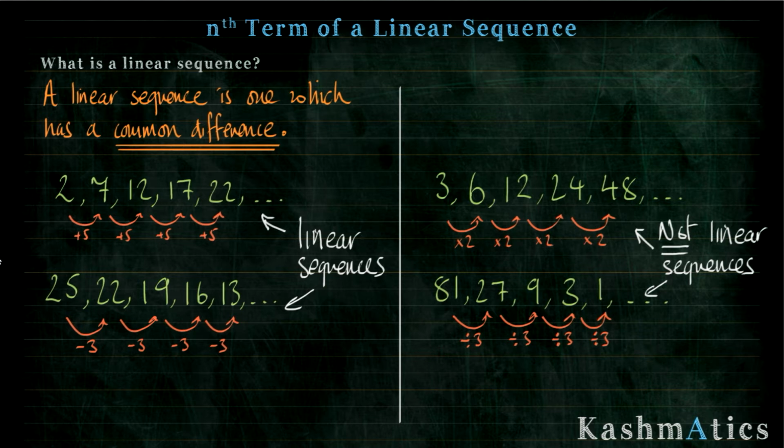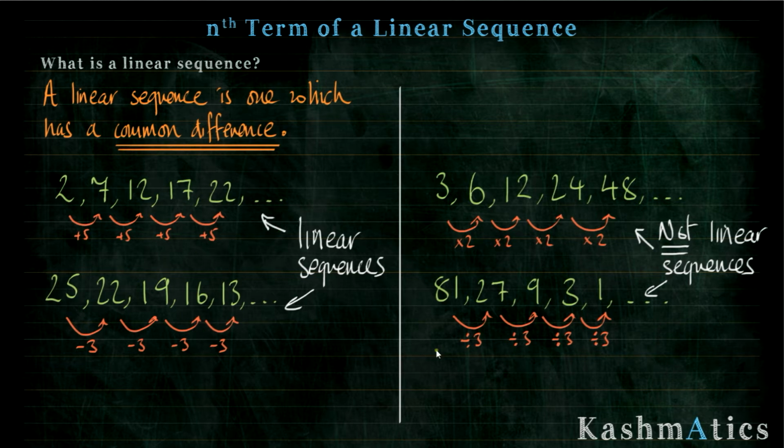First of all, let's define what a linear sequence is. A linear sequence is one in which there's a common difference from one term to the next. So if we look at this first sequence here, 2, 7, 12, 17, 22, we're always adding 5 to get to the next term. In the second sequence, we're always subtracting 3 to get to the next term. So because there's a common difference between one term and the next, these are called linear sequences.